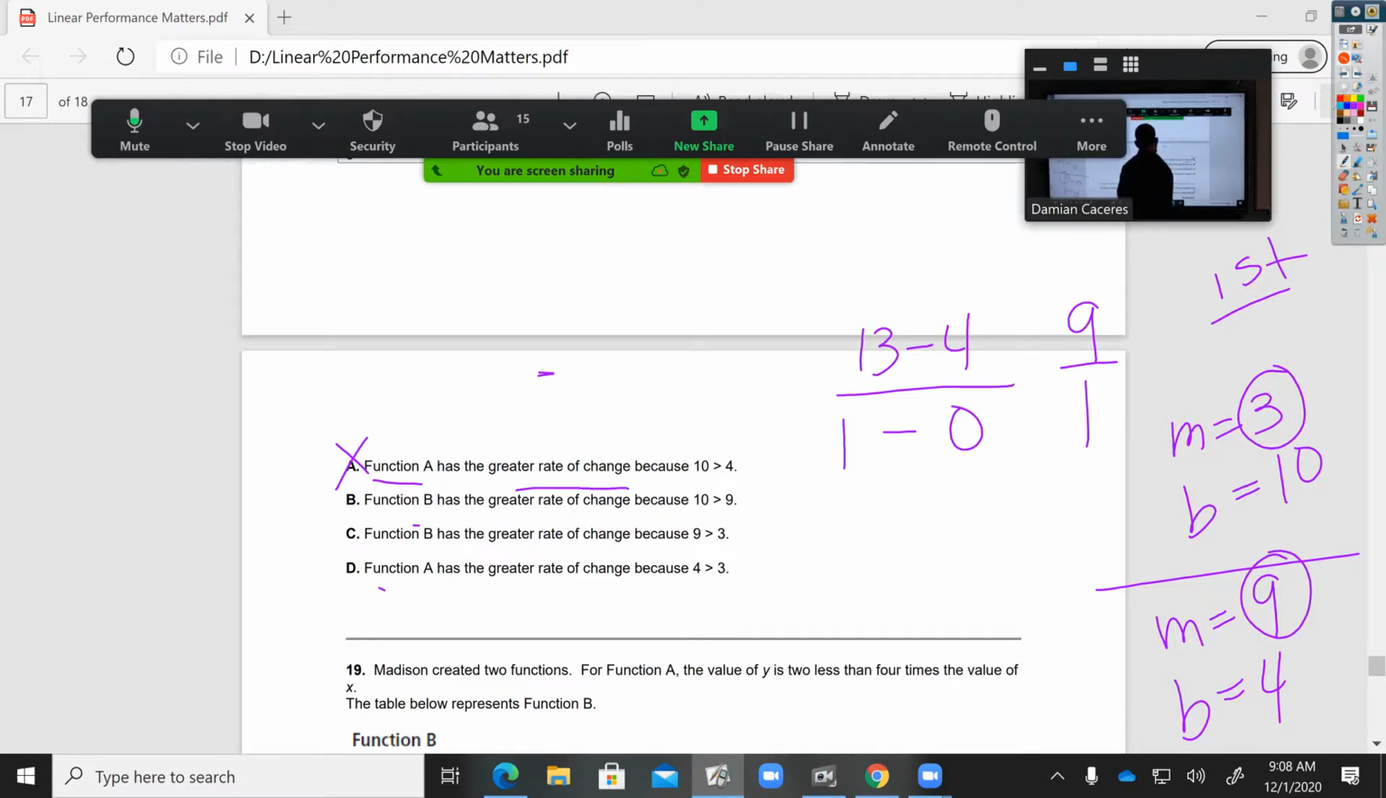Now let's read answer choice B. Function B has a greater slope. B does have a greater slope. 9 is bigger than 3. But the problem is, it doesn't say 9 is bigger than 3 there. It says 10 is bigger than 9. So they got the right wordage with the wrong numbers. C is the correct answer. It says that B has a greater slope, which is true, and 9 is the slope that is greater than 3.